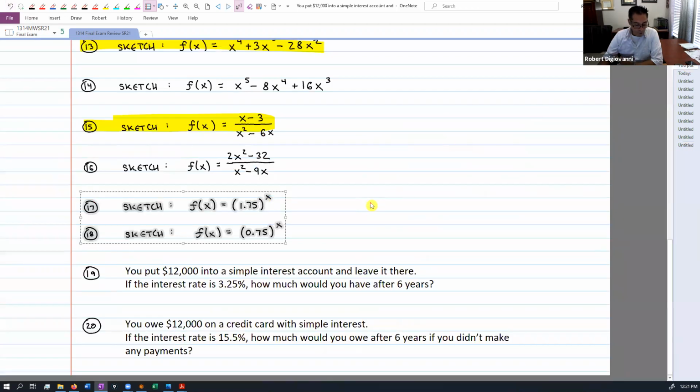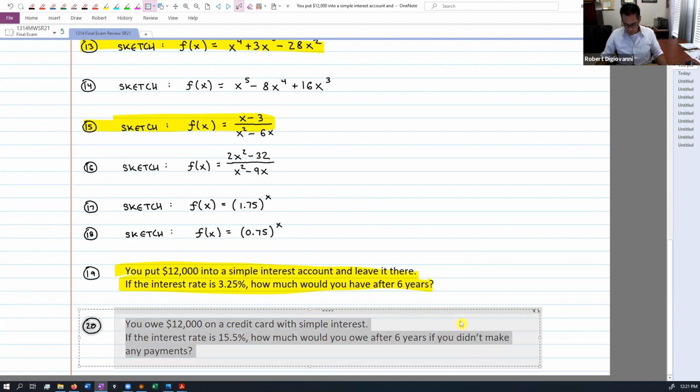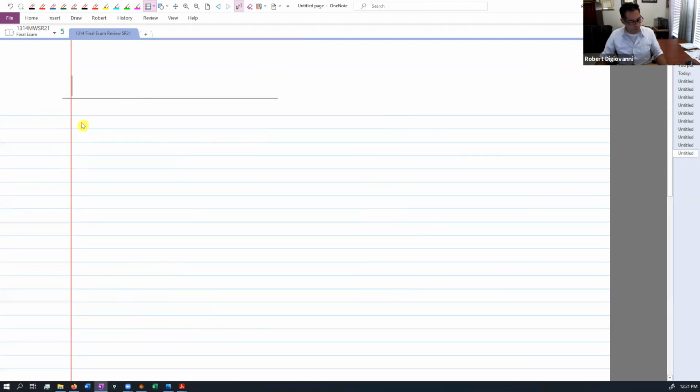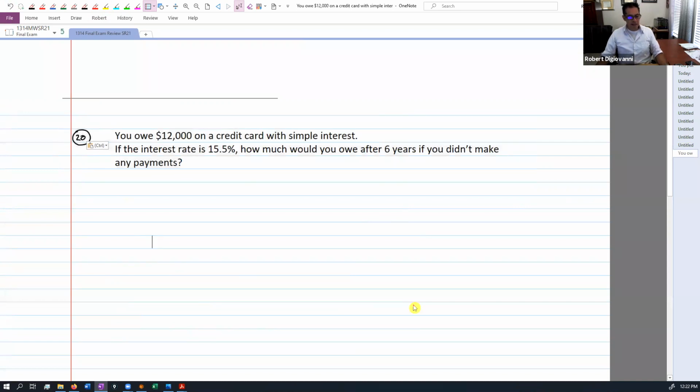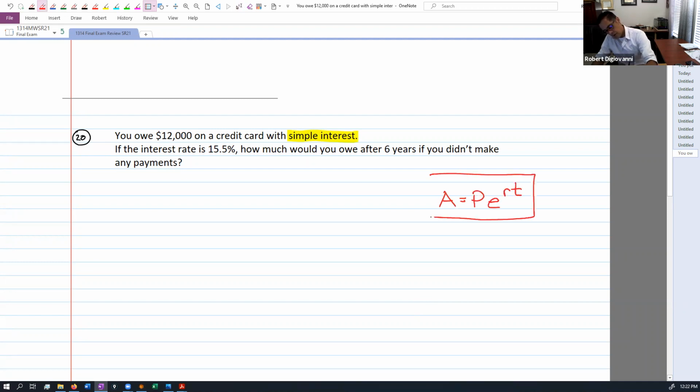Okay. We're almost done. All right, so I'm going to do one of these. Let's do number 20, and I'll leave 19 to you because they're basically the same problems. Okay, so for this one, we are doing a simple interest problem. All right, simple interest, which means you're going to need this formula. A equals P times E raised to the R times T. Make sure you have that formula on your reference sheet.